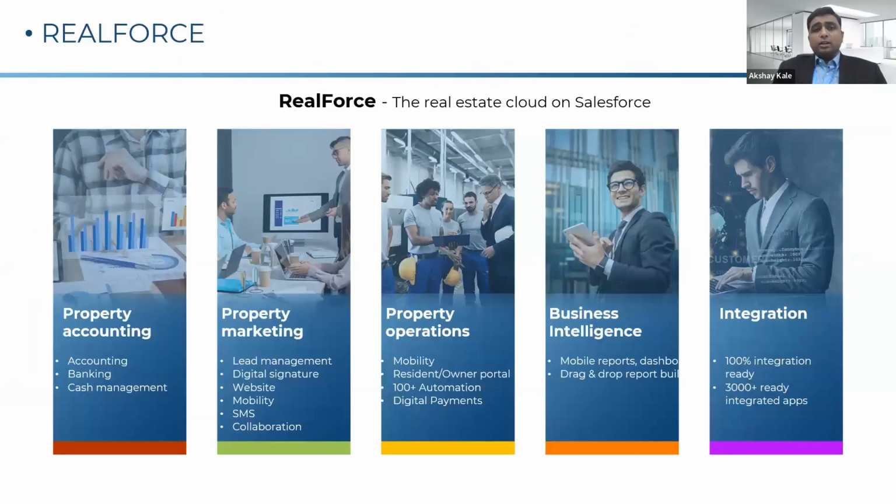Next, I will give you an architecture overview. You can see this is based on 5 major pillars, and these are very important business functions. The first one is property accounting, where you can manage all your accounts payable and accounts receivable. You can track all your incoming and outgoing payments, and you can integrate your bank to receive payments in real time and make payments to vendors.